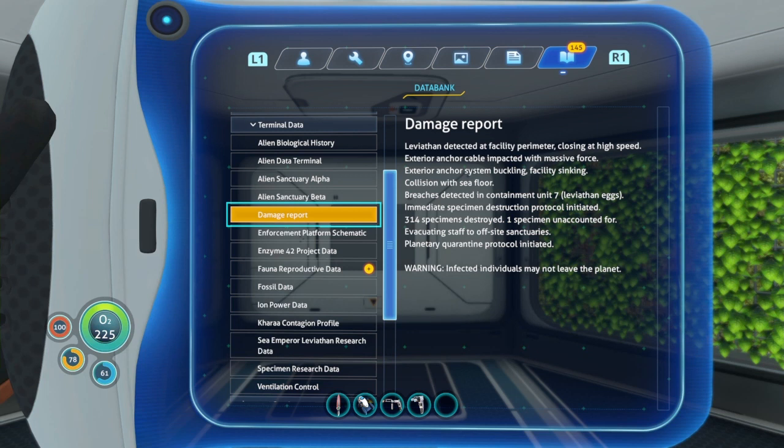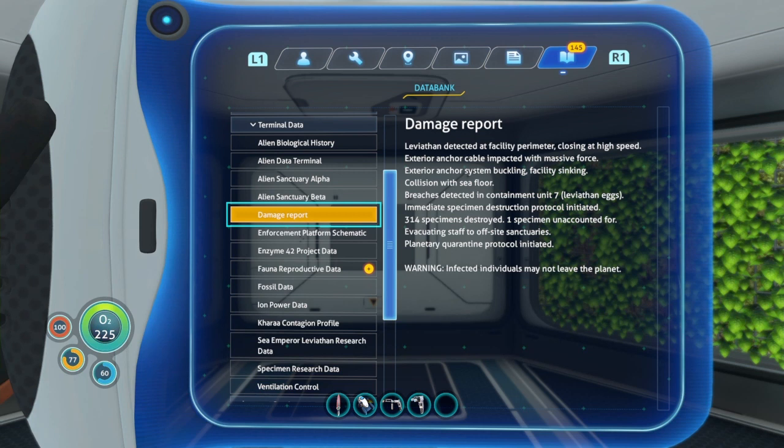Damage report. This one, I can already instantly tell you, is found within the disease research facility in the Lost River. This is in one of the terminals. I'm not entirely sure which one. I'm pretty sure it's the main one that isn't talking about the Karar or anything else.